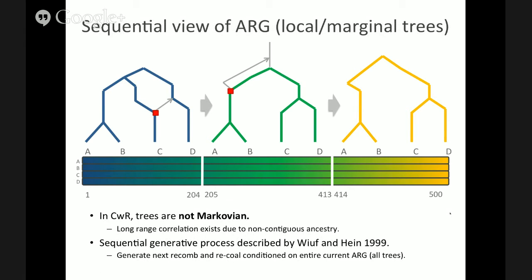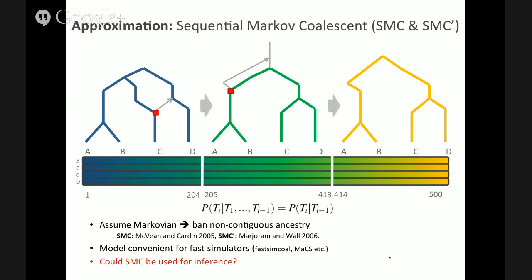But you can still write down a generative process in this sequential view. It's not Markovian, but you can still write it down, and that's described in this work by Wolf and Hein. And sometimes that perspective is very useful. Okay, so it turns out that although it's not Markovian, it's pretty close.